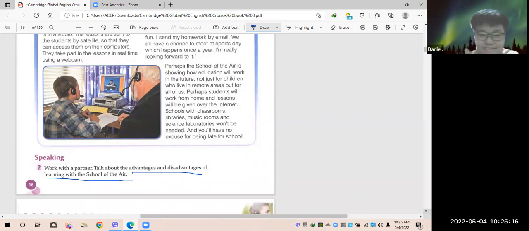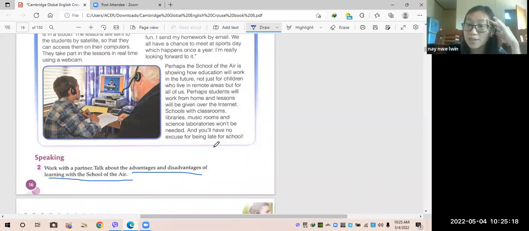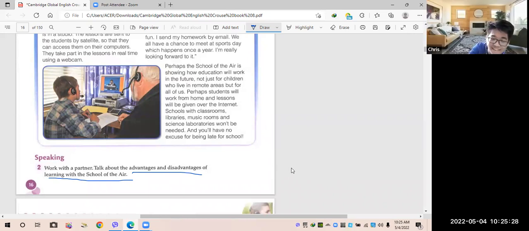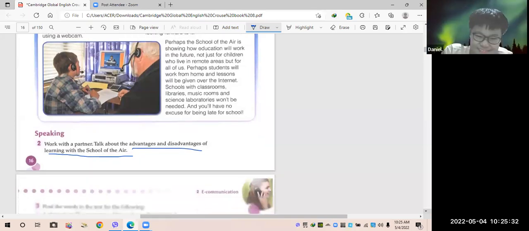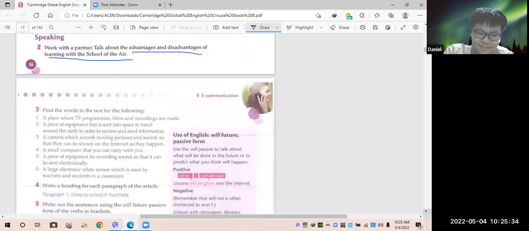The students can do whatever they want, right? If you turn off your camera, you can even sleep in bed. So that will be a disadvantage for the teachers and an advantage for the students. Okay, so we'll move to number 3.